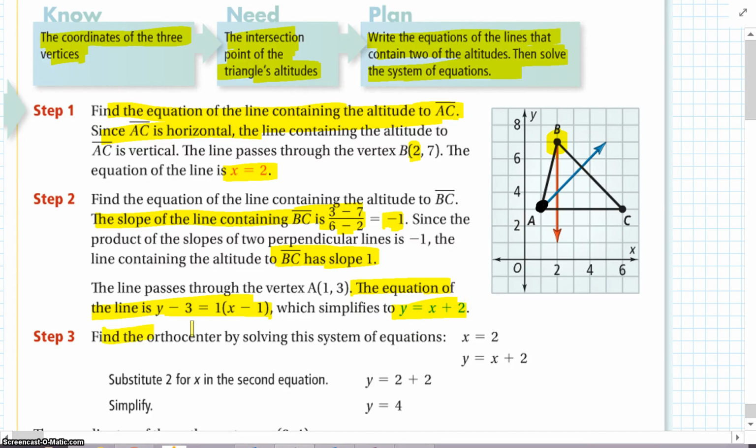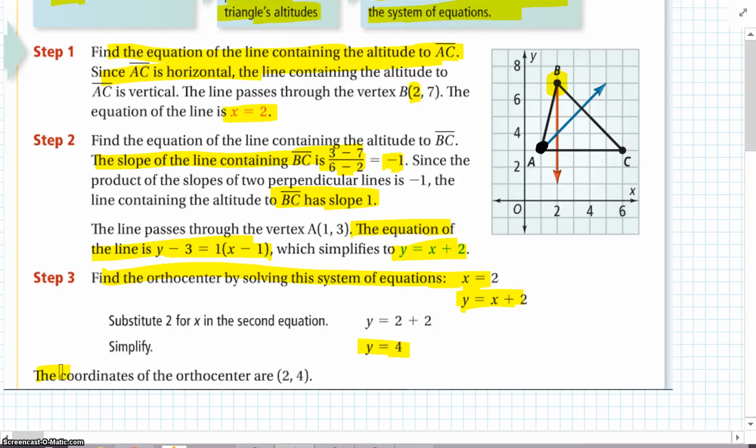All right, for the orthocenter, we just solve this system of equations. We replace the x with 2, so y equals 2 plus 2, y equals 4. So we found the orthocenter is 2, 4.